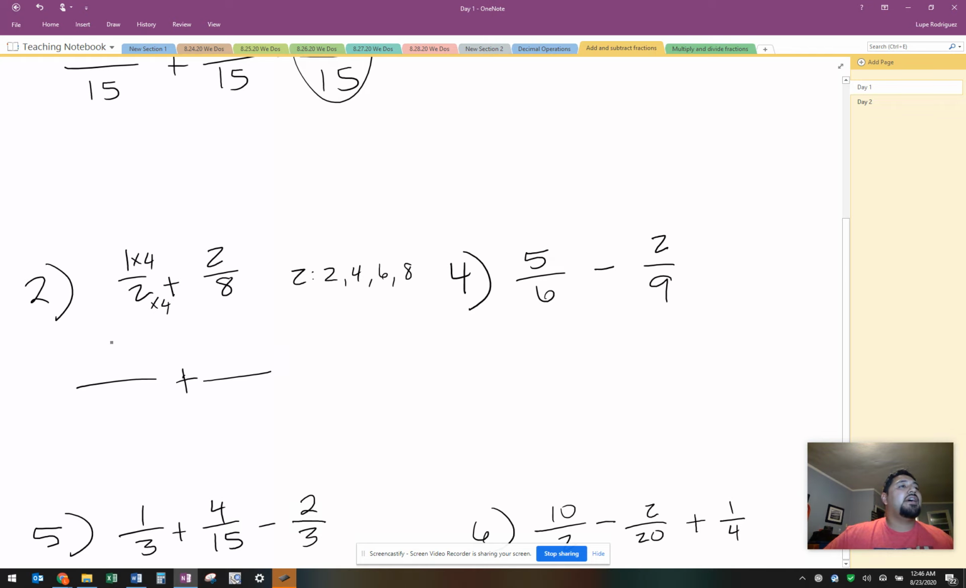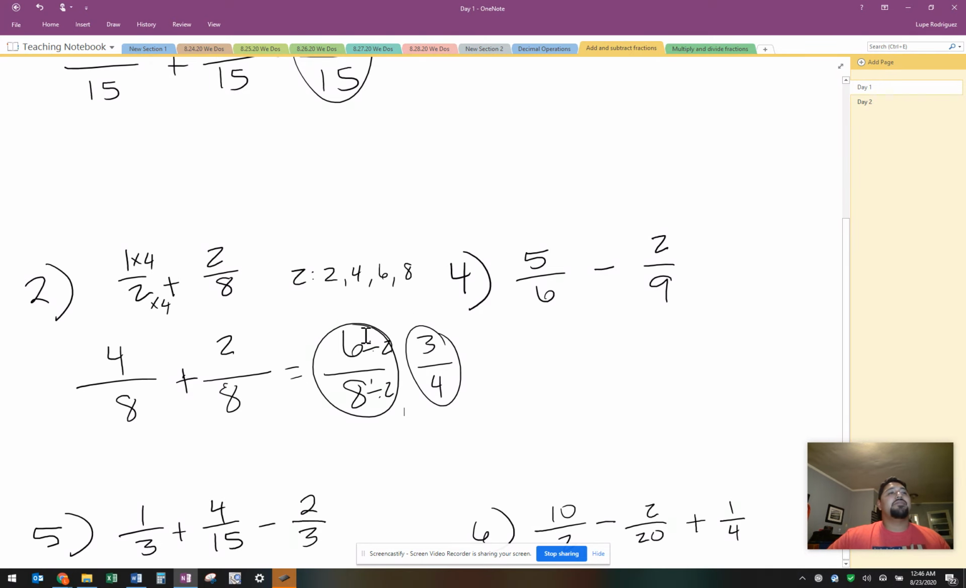So this will be 4 times 1, which will be 4, and 4 times 2, which is going to be 8. We're going to keep 8, and this is going to be the same 2. I know I need to keep the same denominator, and my numerators are going to add up, and that's going to be 6. So that's going to be my answer. Actually, I can reduce this if I divide by 2. And so this could be an answer, but this also could be 3/4. It's going to be your answer also.